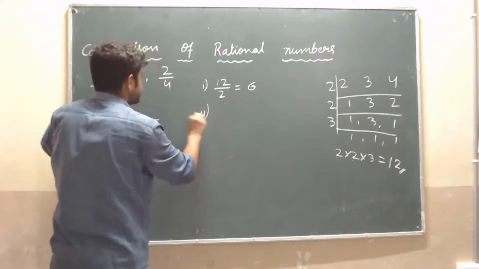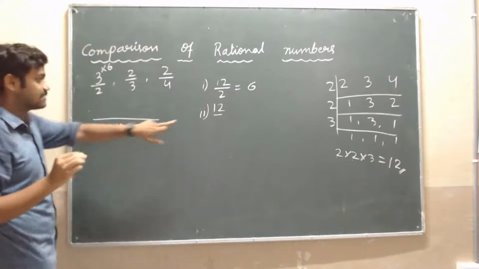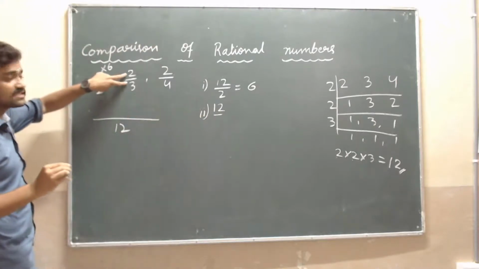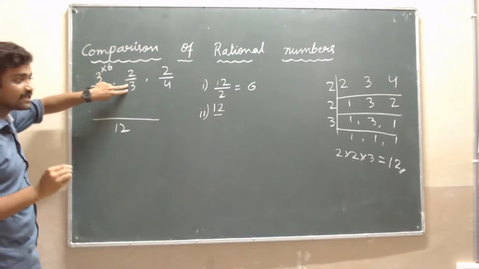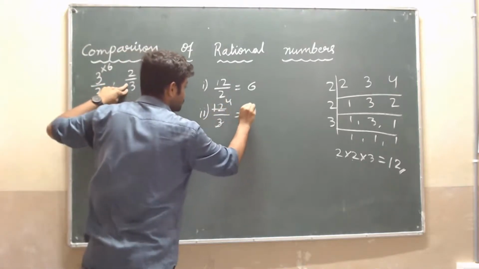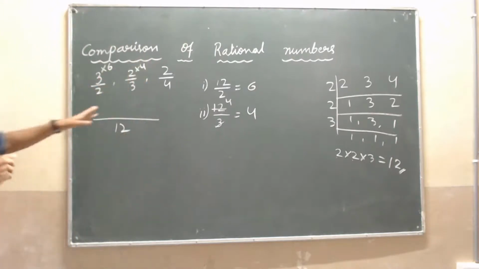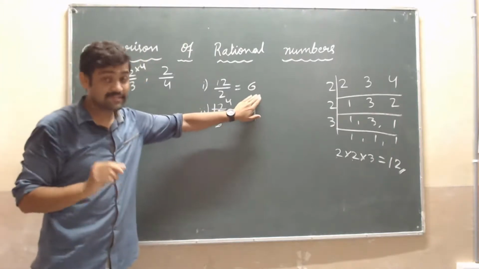Then the second number we have is 2 by 3. The LCM is 12. What is the denominator here? 3. 3 fours are 12, and we have to multiply the second numerator by 4. Isn't it? Understood?